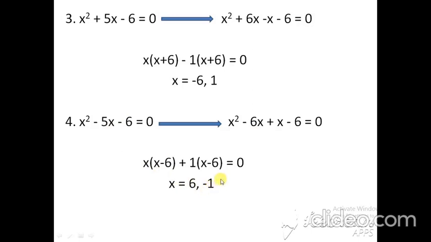I hope all these 4 cases are clear to you. If you solve a few questions on these cases, you will be able to understand this topic more clearly. I will also post a few sums regarding this topic in my next video.